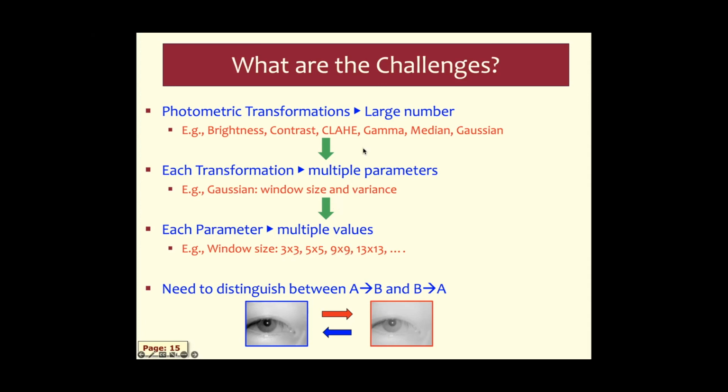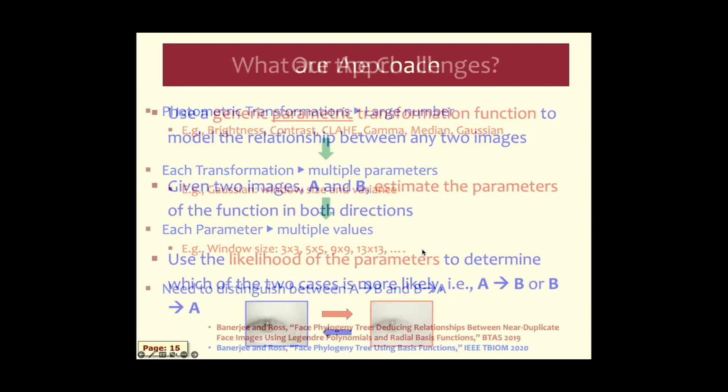So clearly you can see that if we were to start modeling each transformation, even if we knew the world of transformations, it is going to be a very challenging and prohibitively difficult thing to do. Finally, we need to be able to distinguish between A to B and B to A. Was A transformed to B, indicated by the red arrow, or was B transformed to A, indicated by the blue arrow? So all these things make this problem a very challenging one.